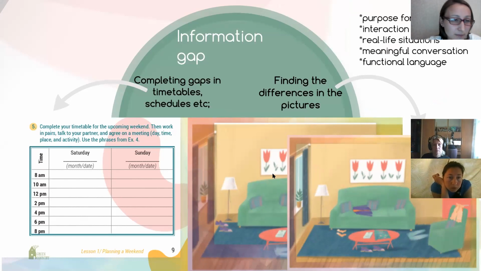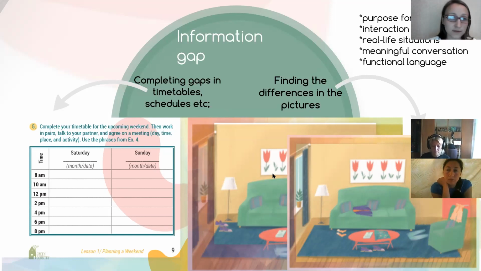So information gap, it's completing gaps in timetables, schedules, or finding differences in the picture. Or for example, not differences, but what to add to the picture. They need to talk to their partner to fill the gaps they have in their worksheet, in their book. For example, they need first to create their own schedule for this weekend, and then they need to talk to their partner and find out what time is most suitable for them to meet this weekend.